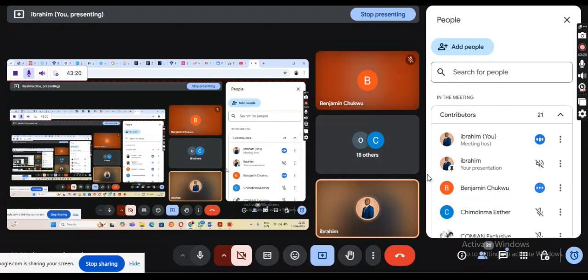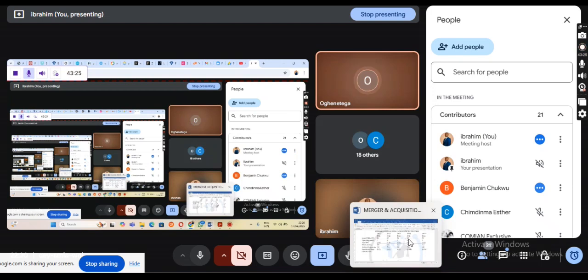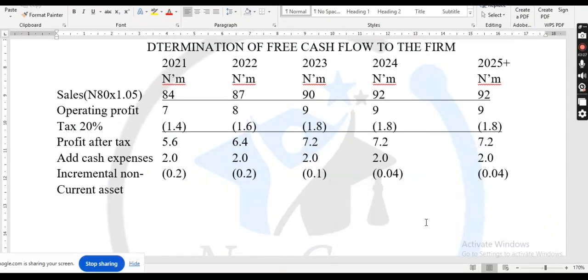Then the next one: someone raised that 2025 is another zero. Yes, I feel 2025 is zero, there's no increase in 2025. Okay. Any other thing?